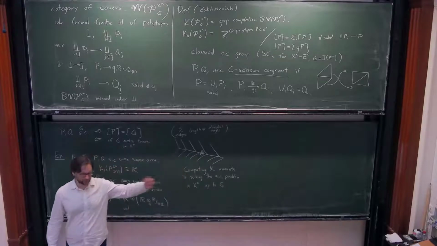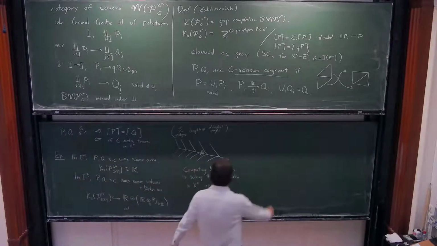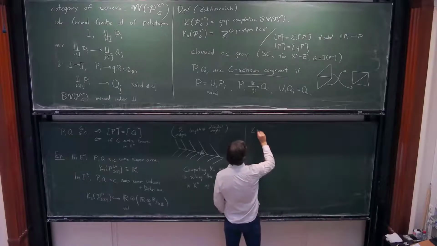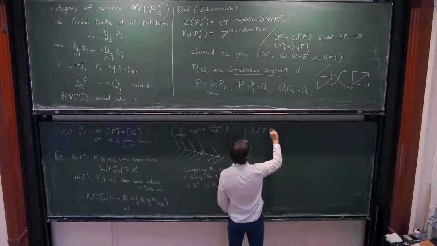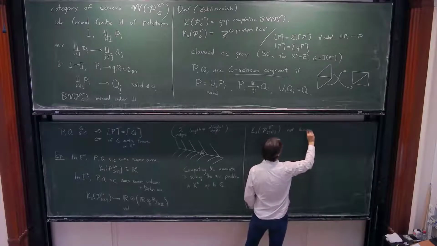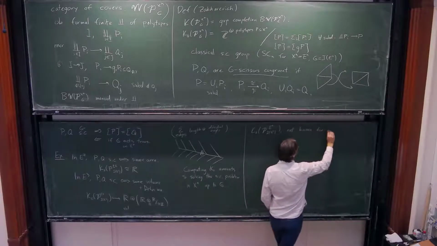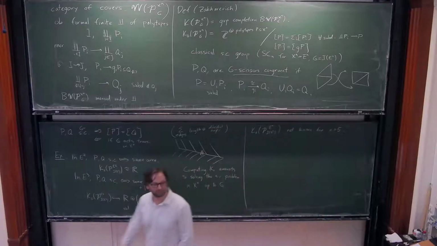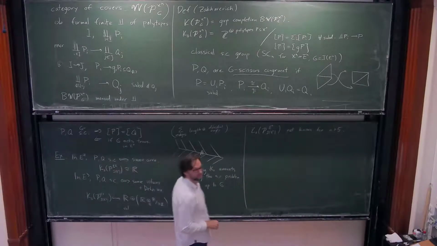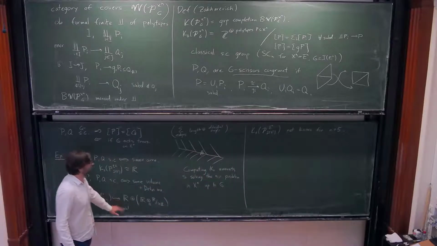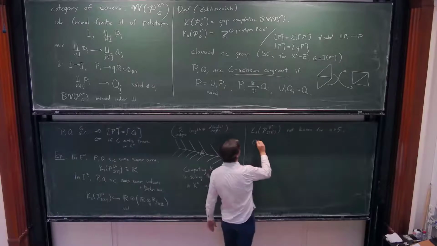So computing these groups is a very worthy problem, and a very difficult one too. We don't know K naught of polytopes in Pn, the whole isometry group, for n at least 5. So it's an important but very difficult problem. In particular, for 3 it is known. What is it? It's a subgroup of this. Yes, there's a long exact sequence.